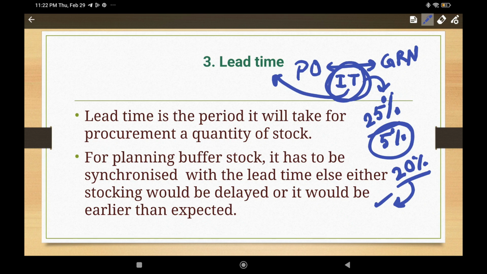Maybe I have told it very easily and it is quite easy to understand, but again, I am just explaining the thing. Lead time means the intermittent time between purchase order and goods receipt note, that is, refilling of the stock from the preparation of the purchase order. In this time, if buffer stock is used, then it should not be completely finished. At least 20% of the buffer stock is finished and 5% is remaining, and within this time the particular stock is refilled again, then only is lead time perfect.